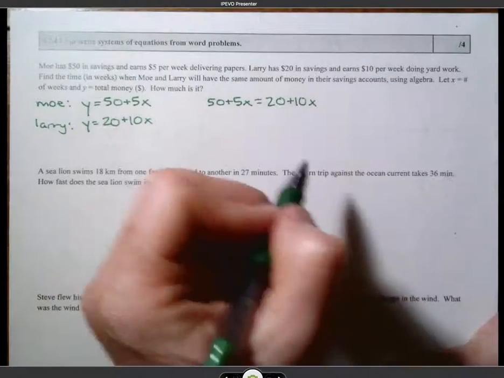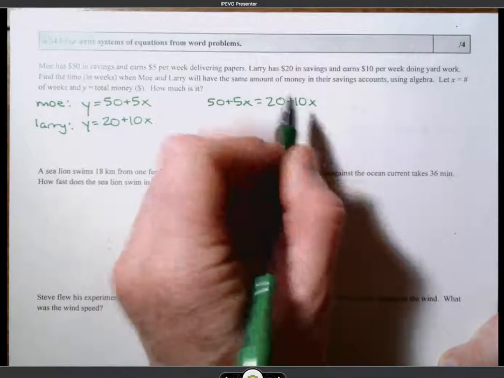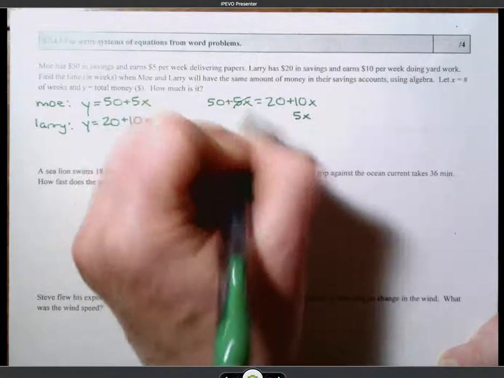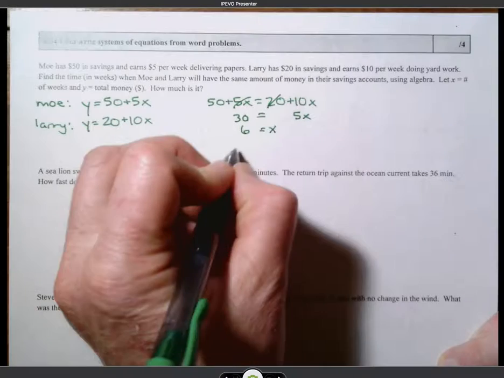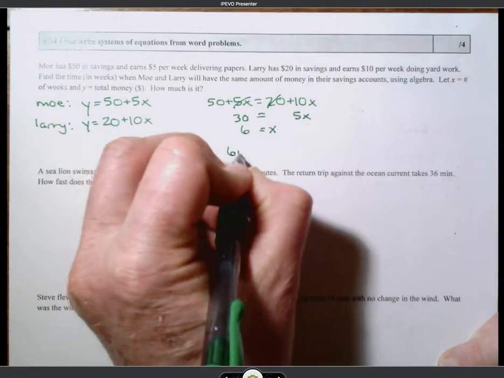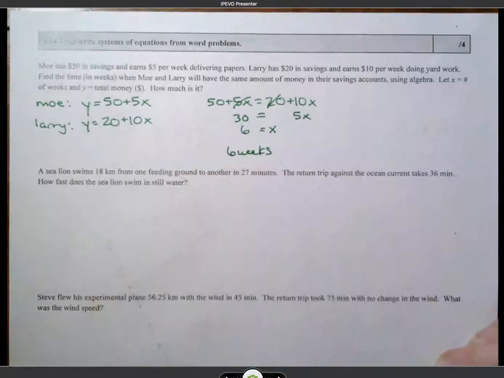All right, well, let's see. If I subtract 5x from both sides, this becomes 5x. If I subtract 20 from both sides, that becomes 30. So x is 6. And we said above that x was number of weeks. So we've got in 6 weeks.